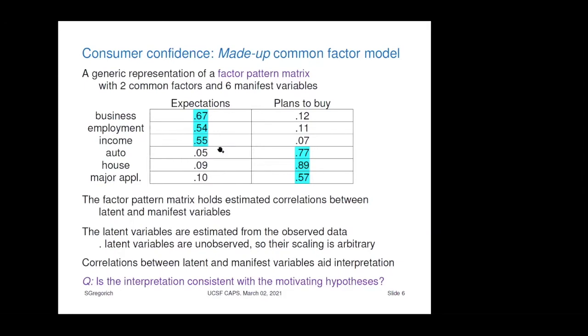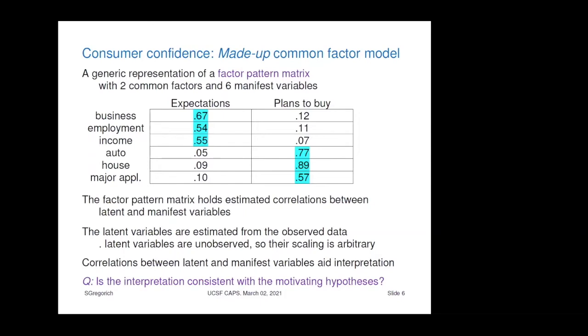This is a made up example, but if we had a pattern like this, it would show that the relationships between items and factors correspond at least to what we hypothesized: that the expectations related items tend to be more strongly related to one factor, and the plans to purchase items tend to be more strongly related to the second factor, and that all of these other non-highlighted regression coefficients are relatively weak.